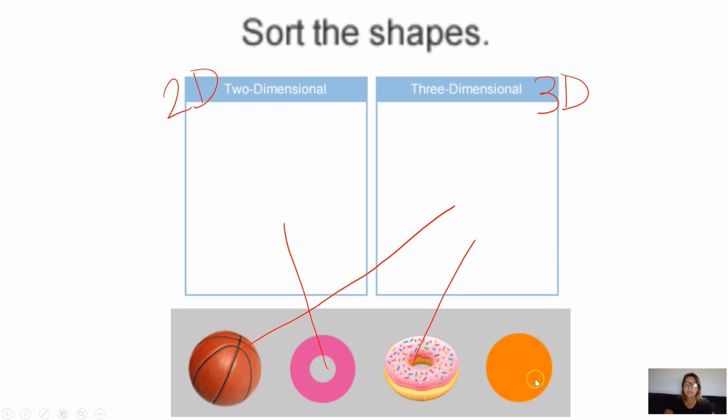Okay. The next thing that we have here is a circle. It is a flat shape, something that we can draw. It does not stand up on its own. So therefore that is a 2D, or in other words, a two-dimensional shape.